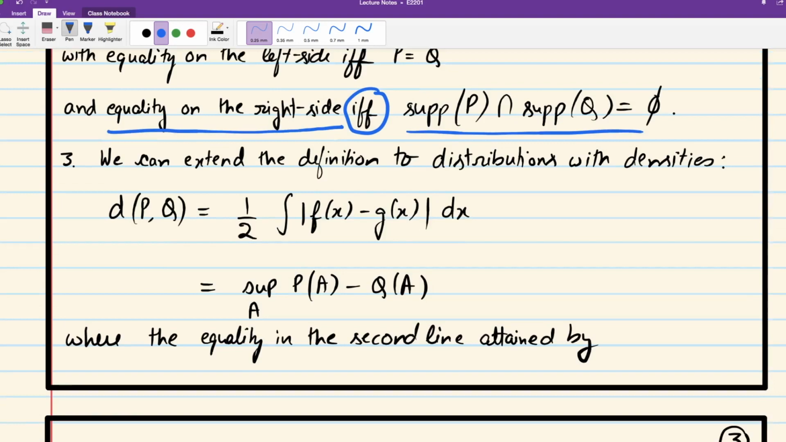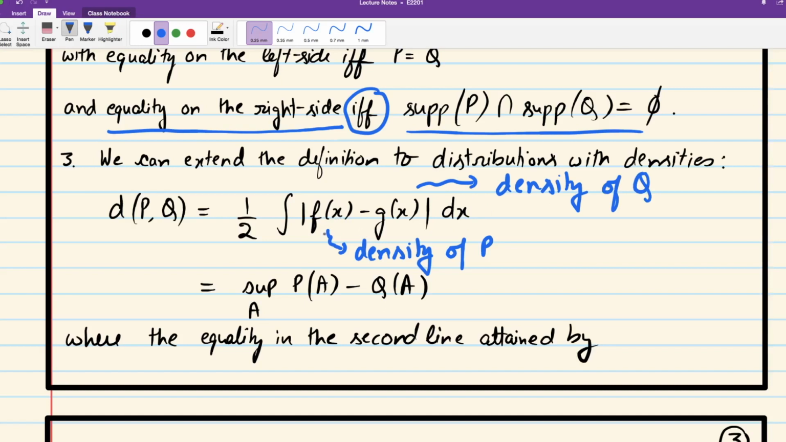Finally, I would like to point out that this definition of d(p,q) can be easily extended to continuous distributions, continuous random variables, more general distributions, distributions with density. So here is the example. Suppose your two distributions P and Q have densities. So these are densities f and g, the density of P and the density of Q, with respect to the standard Lebesgue measure, but I don't need to use that language actually.